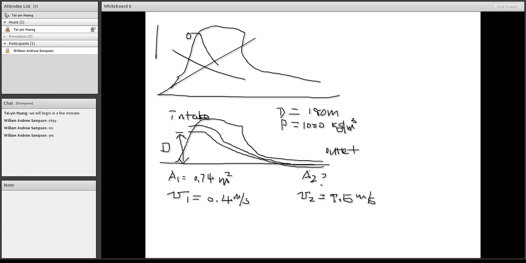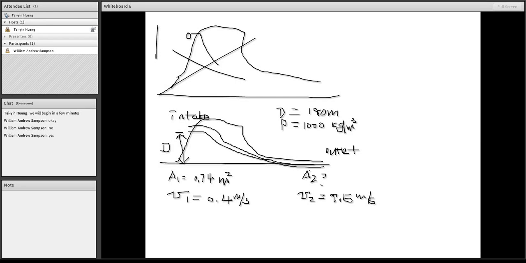So in this problem, we have the intake, which is on the left. The intake has cross-sectional area of 0.74 meters square and water flow at 0.4 meter per second. At the outlet, the distance D is 180 meters below the intake. The cross-sectional area is smaller than at the intake, and water flows out at 9.5 meters per second into the equipment. What is the pressure difference between the inlet and outlet?